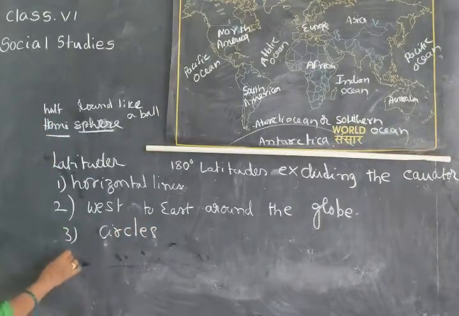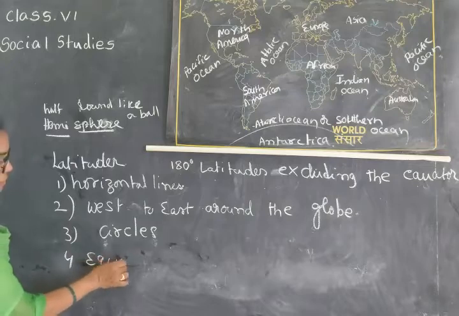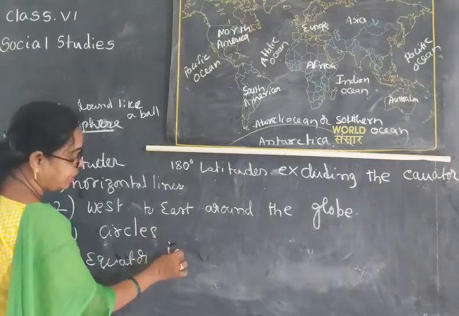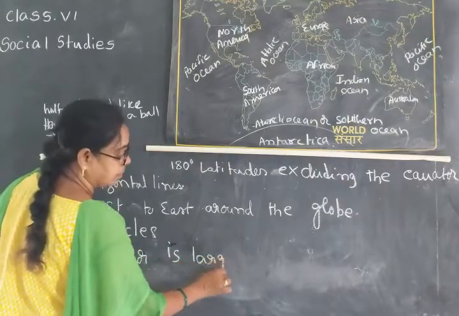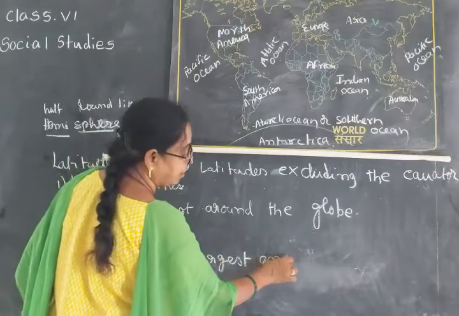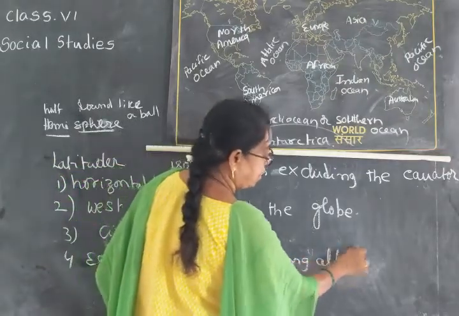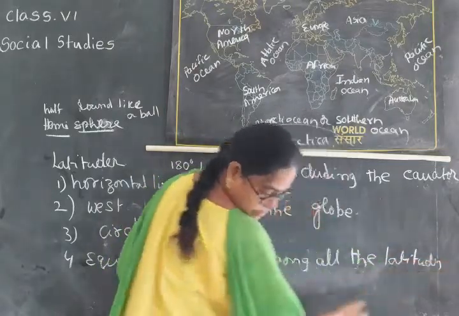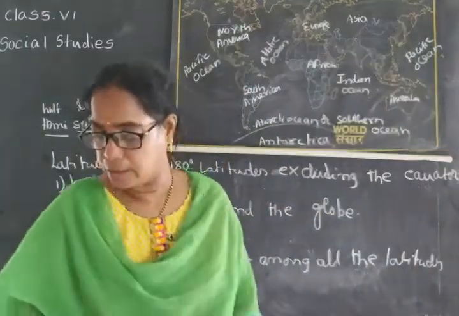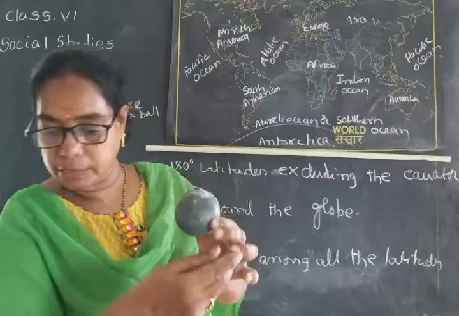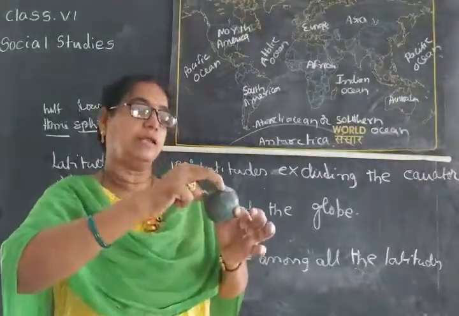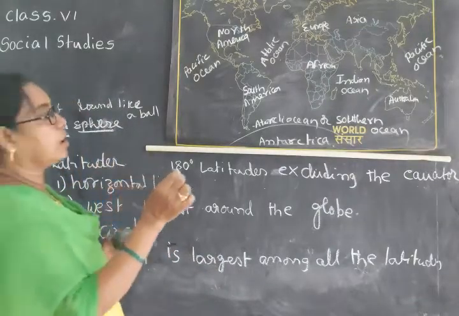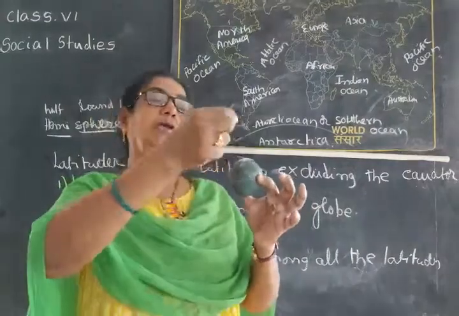Among them, what did I tell? The equator is the largest among all the latitudes. Here you see, this is the equator, and like that they are drawn at 1 degree interval. Latitudes and longitudes both are drawn at 1 degree.